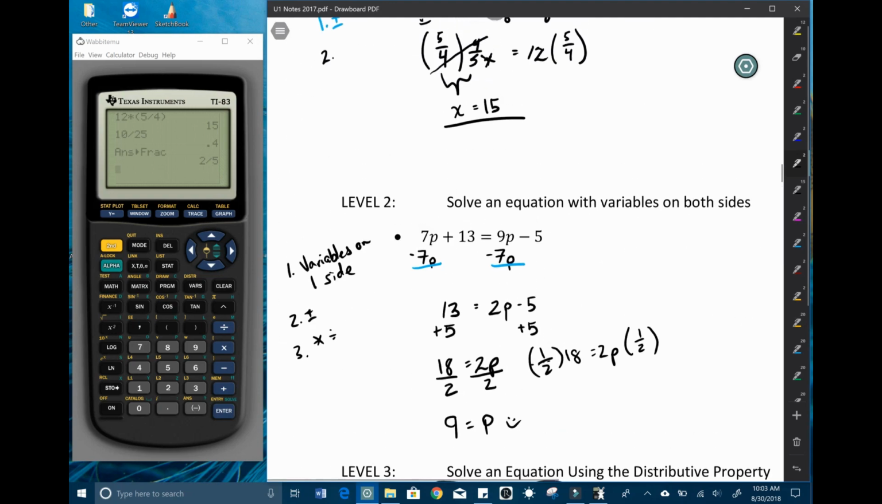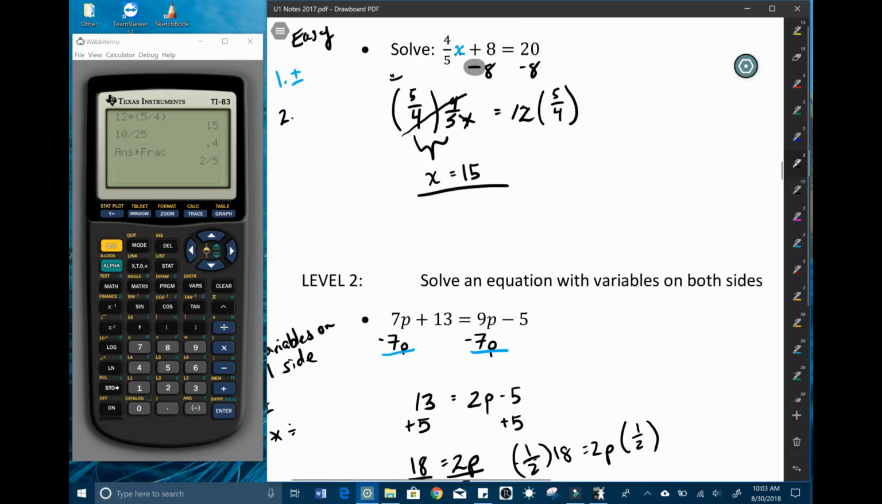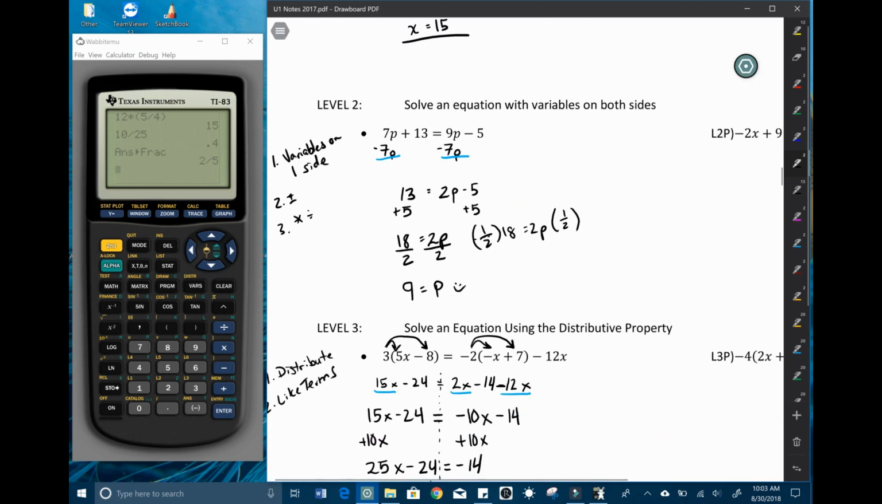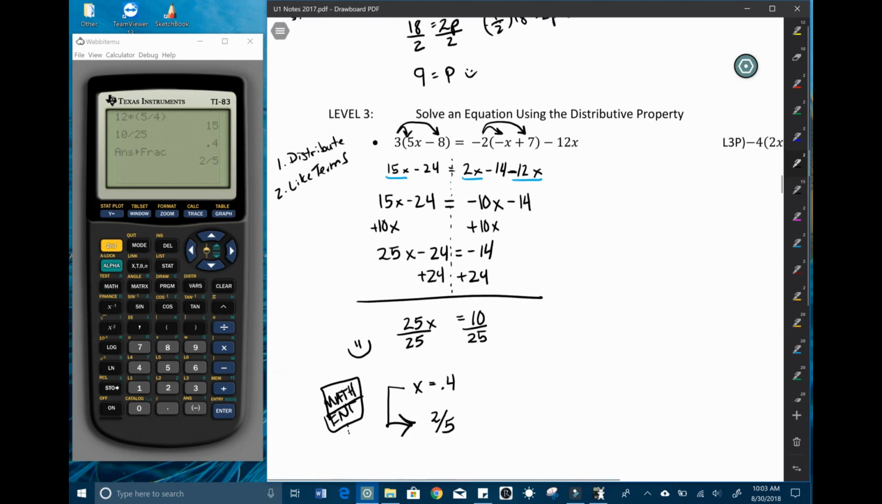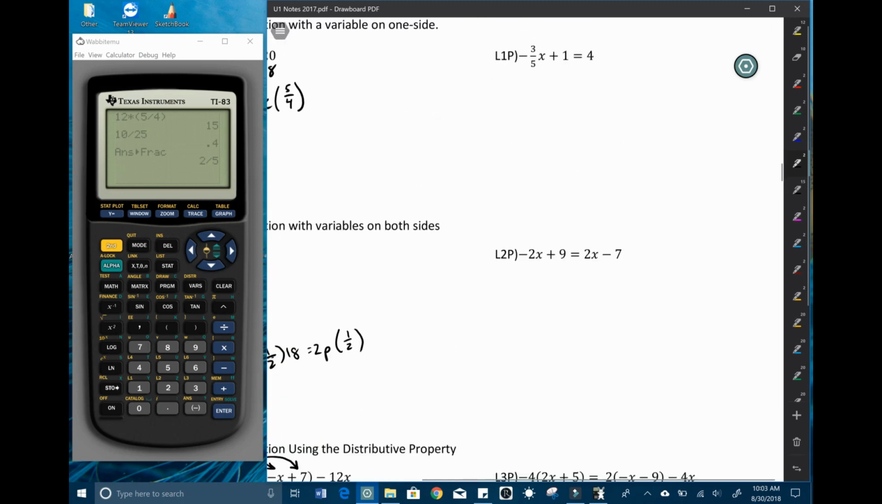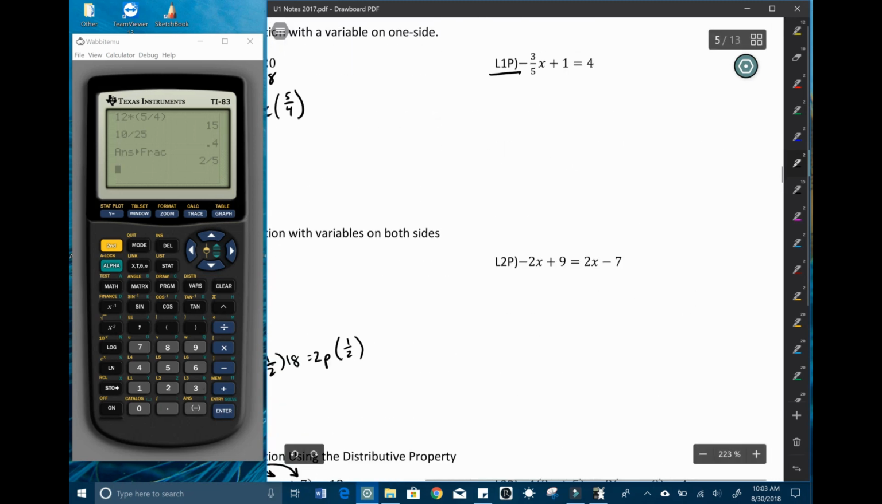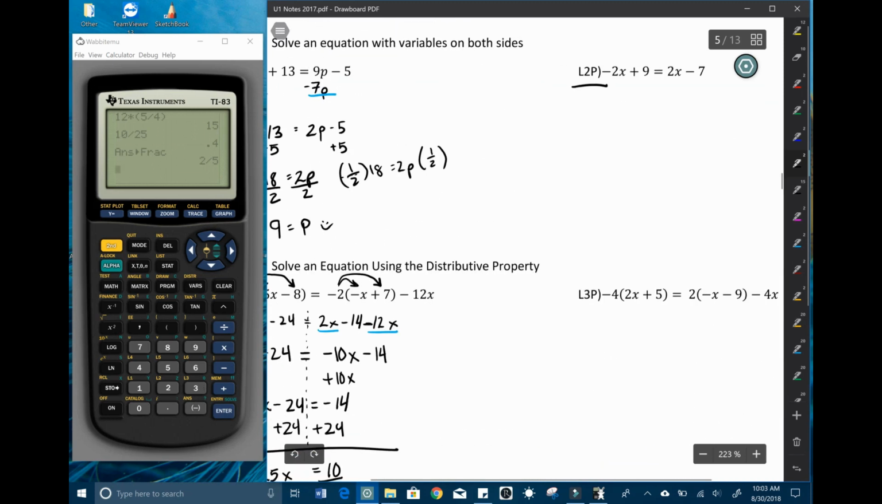Distribute. Always do the opposite operation. So if you're adding, then you subtract. If you're multiplying, then you divide. Okay, so those are the basic types of problems you'll run into. They can get more challenging. What I would like you to do, however, is try some of these on your own. And then there's a checkpoint to take care of after this.